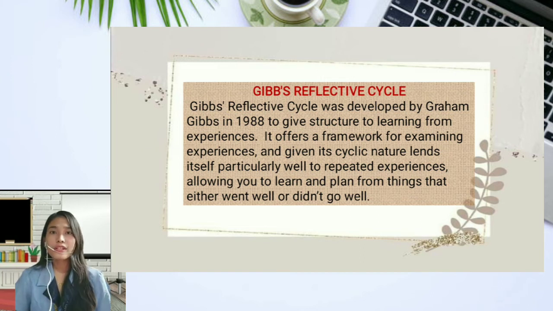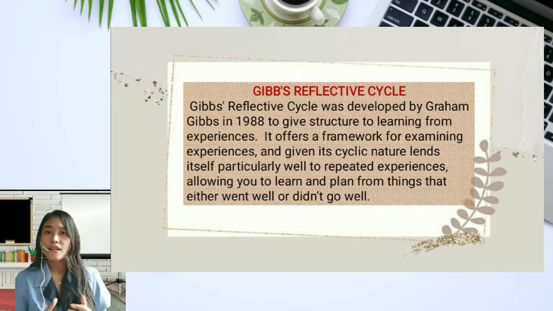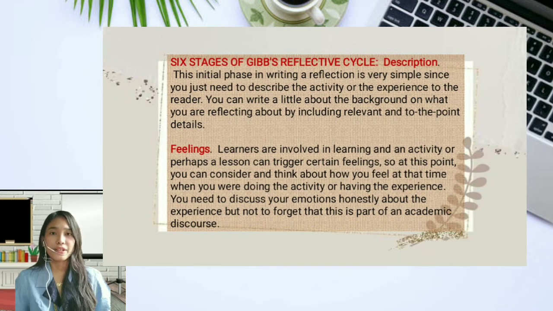It offers a framework for examining experiences and, given its cyclic nature, lends itself particularly well to repeated experiences, allowing you to learn and plan from things that either went well or didn't go well. It covers 6 stages. First, we have description. This initial phase of writing a reflection is very simple since you need to describe the activity or the experience to the reader. You can write a title about the background of what you are reflecting on by including relevant and to-the-point details.